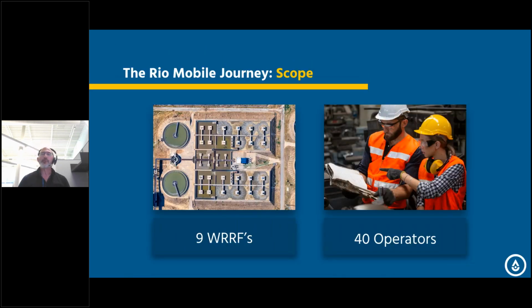All right, well, let's roll up our sleeves and get down to this project. As mentioned, the scope of this is 9 water resource recovery facilities and 40 operators. I do want to point out that the breadth of wastewater treatment volumes here at REWA differs significantly from the smallest to the largest. The smallest WRF treats 100,000 gallons per day of wastewater. The largest WRF hits about 40 million gallons.